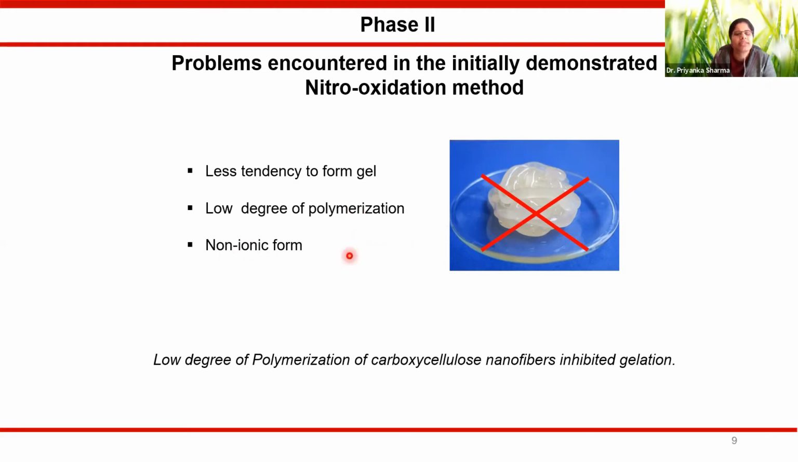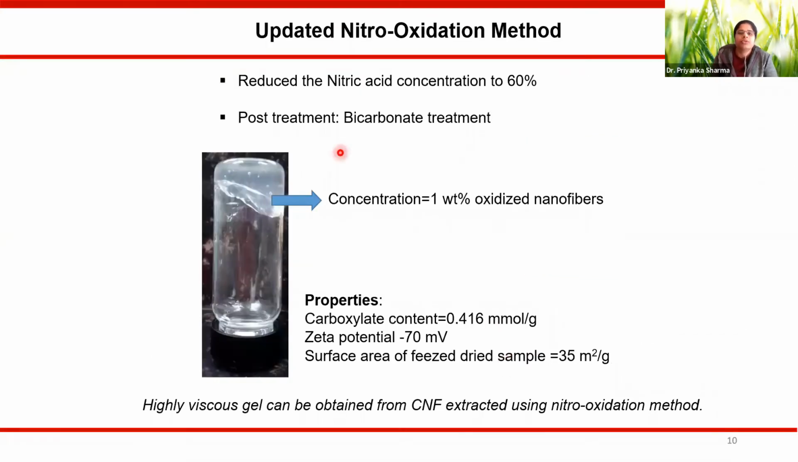Then I thought about the reason, and I figured out that maybe it was due to the low degree of polymerization of the product, which may be caused by the use of a high concentration of nitric acid during this process. So I introduced two improvements. One was reducing the nitric acid concentration to 60%, and I also added a bicarbonate treatment, because initially the product we were getting was in carboxyl form. We wanted to have some charge on this fiber, so we introduced the bicarbonate treatment, and finally we got a very good gel.